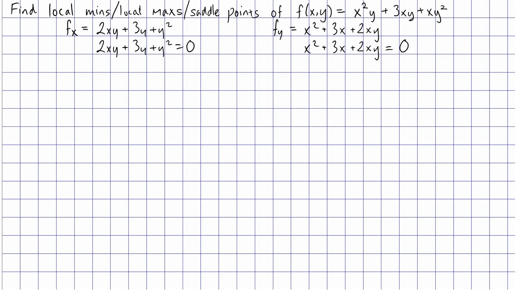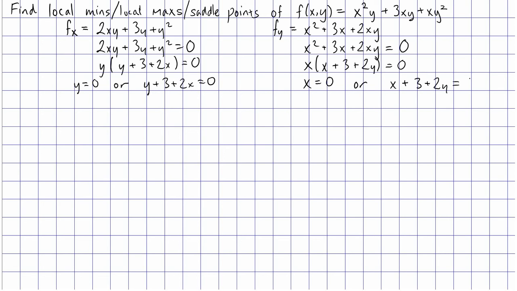I think the easiest thing to do here would be to just factor out a y, and then you have y times the quantity y plus 3 plus 2x equals 0. Same deal over here, factor out an x, and you'll have x times the quantity x plus 3 plus 2y equals 0. If you split this into two separate equations, you'll have y equals 0, or y plus 3 plus 2x equals 0, and same thing here, either x is equal to 0, or you have x plus 3 plus 2y equals 0.